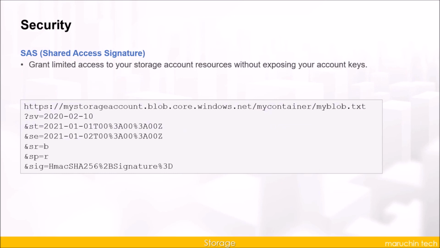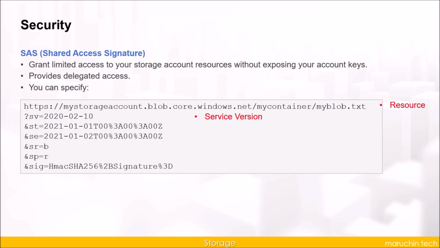A shared access signature, SAS, is a secure way to grant limited access to your storage account resources without exposing your account keys. A SAS provides delegated access to resources, in which you can specify what kind of resource and how long the SAS is valid and so on. And this is an example SAS URL. And here is a breakdown of the URL and what each parameter means.